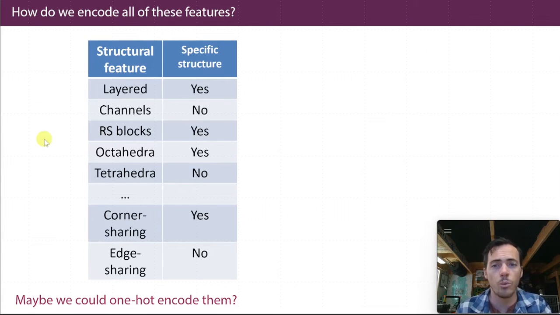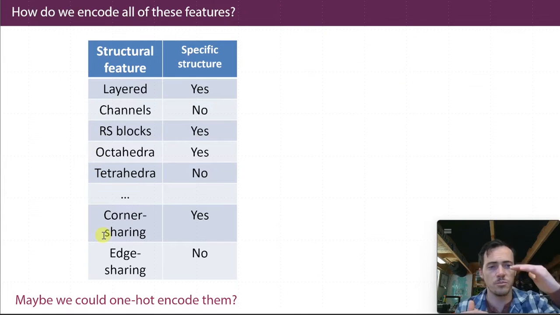One way to do that would be something called one-hot encoding. One-hot encoding is basically a great way of encoding something that is categorical in nature, right? All these different things are categories. Here are our different features on the left. Is it layered? Are there channels? Are there rock salt blocks? Are there octahedra present? Are there tetrahedra, right? On and on and on. Is it corner sharing? Is it edge sharing?